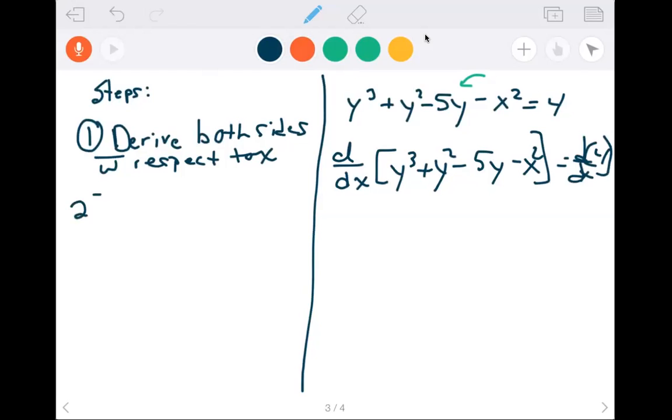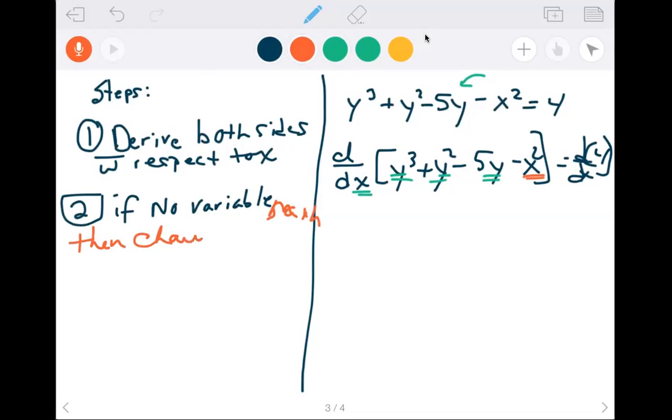Step 2, if no variable match. What do I mean by that? The derivative of y squared with respect to x, the derivative of y squared with respect to x, the derivative of y with respect to x. Those three in green have no variable match, but the derivative of x squared with respect to x does. So if no variable match, then make sure you're thinking of that chain rule.